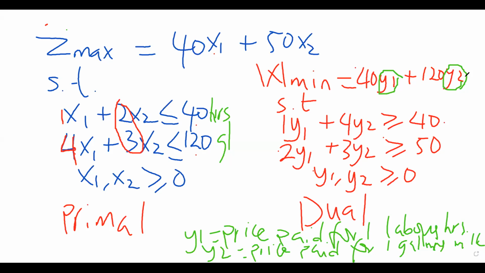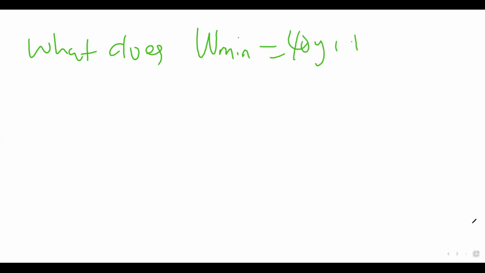Now, let's try to make sense then of the objective function. Now that we know the y's, what do 40y1 and 120y2 mean? Let me just go back. So let's ask that question. What does w, which we are minimizing, 40y1 plus 120y2 mean? What do you think? It's good to think before you are told. What is the interpretation of that?